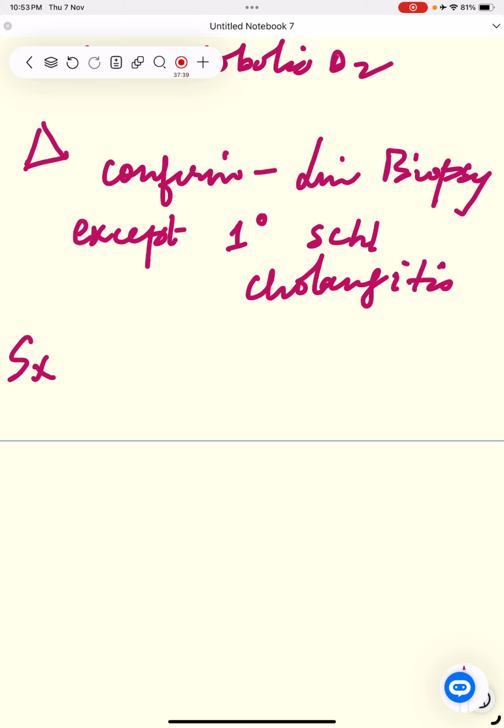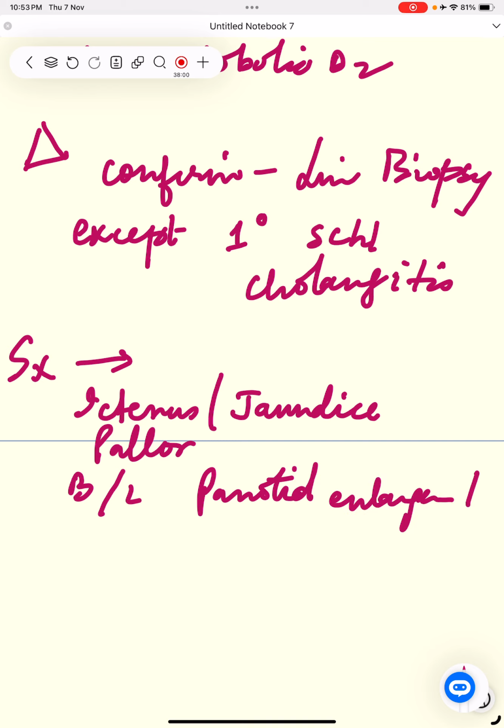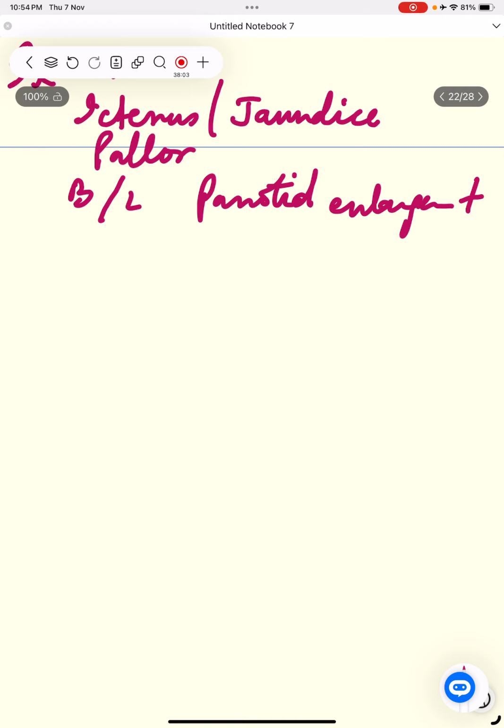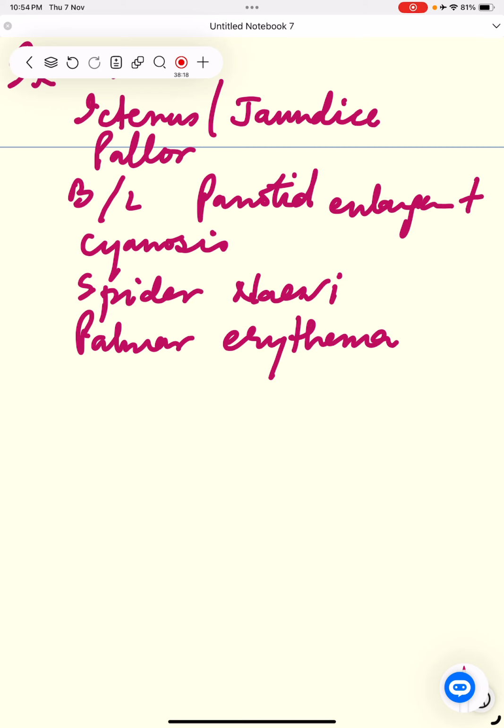Now what are the symptoms of liver cirrhosis? Of course, icterus or jaundice, then pallor, then bilateral parotid enlargement. Often in geriatric cases, this can be an indicator. Then cyanosis, spider nevi, palmar erythema. In general physical examination, this you can find.